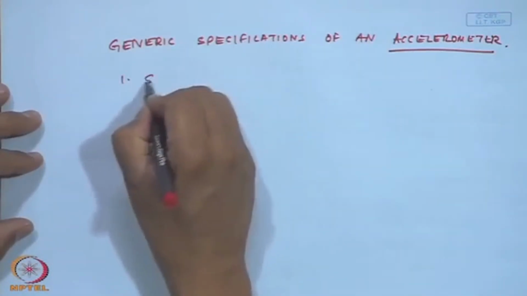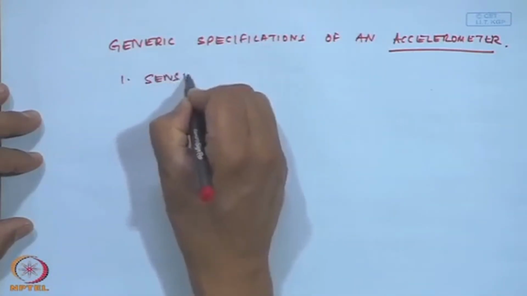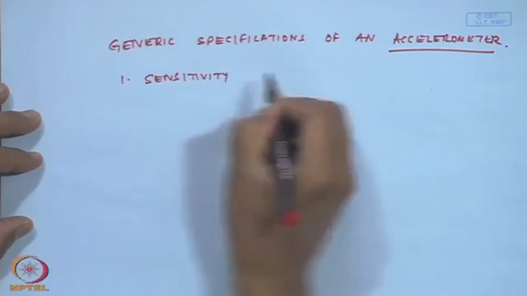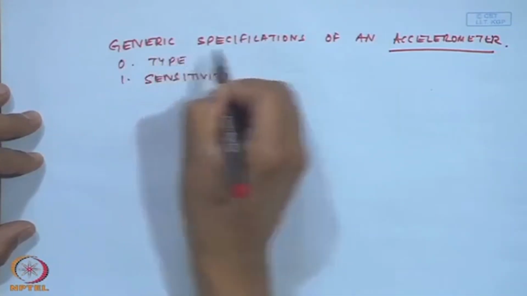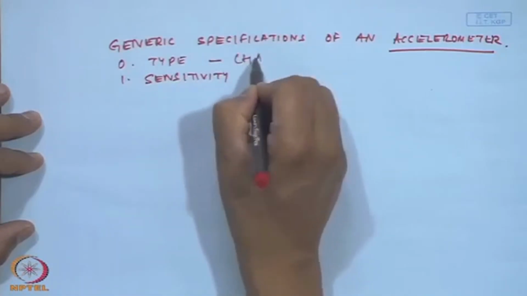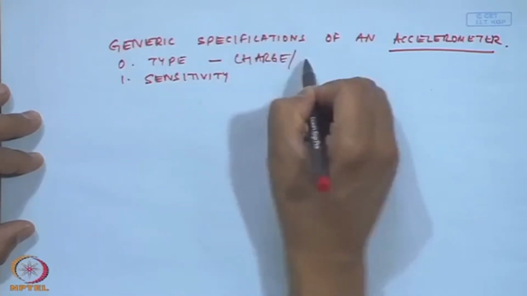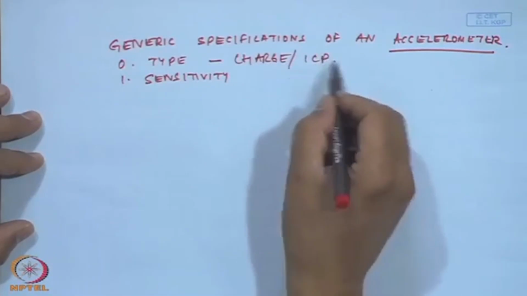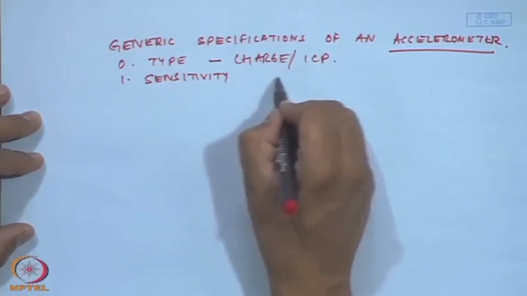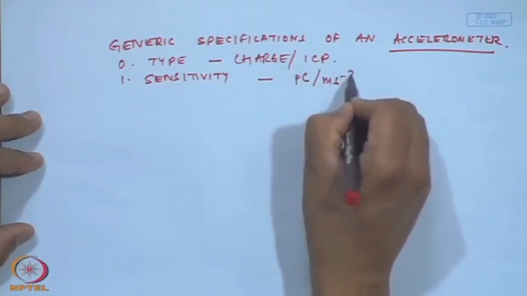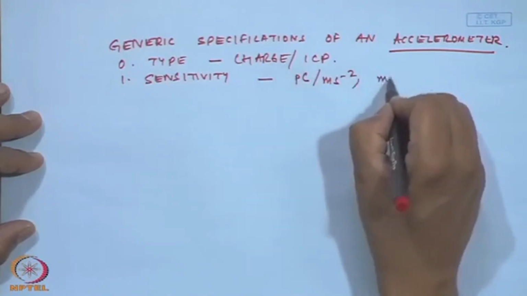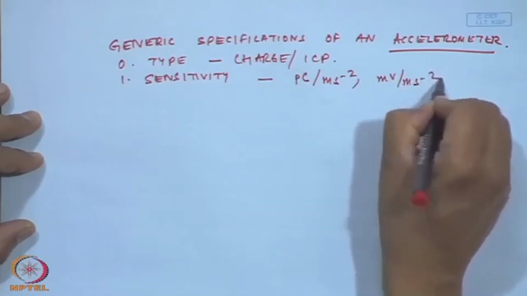One, of course, is sensitivity, and before that, the type of accelerometer. By type, I mean whether it is charge or ICP type, where the electronics is inside. By sensitivity, it could be in picocoulomb per meter per second square, if it is the charge type, or millivolts per meter per second square.